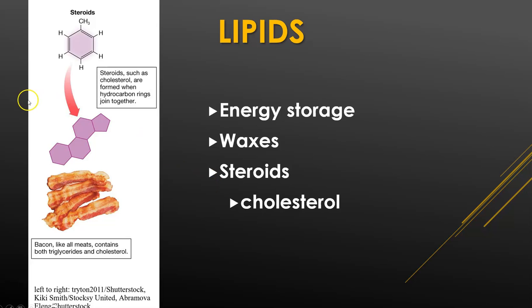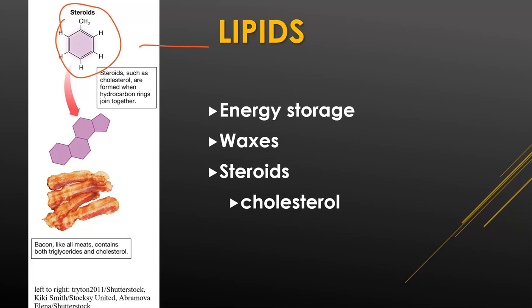And then lastly, we come to some other types of lipids, what we call waxes and steroids. You can see the ring-like structure at the top here of a steroid. We don't have that long fatty acid chain that we were talking about earlier for our saturated and unsaturated fats. So steroids have ring-like structures.